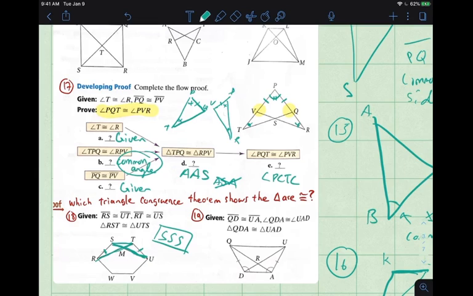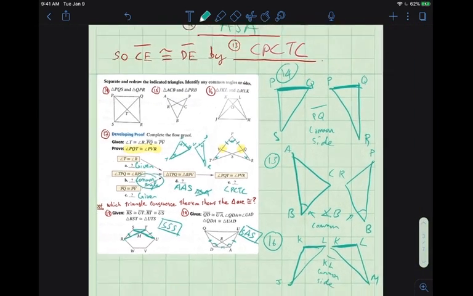This one, we have QD, same as UA. Angle is here. Oh, another common side. We have SAS here. And that's the big review of the worksheet from Thursday. You can check over your answers.